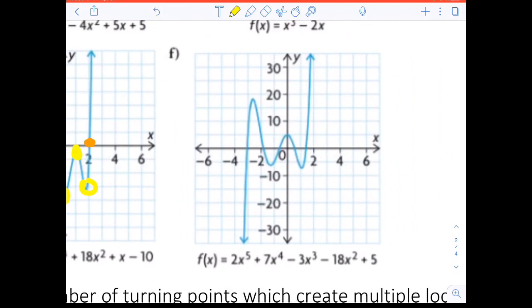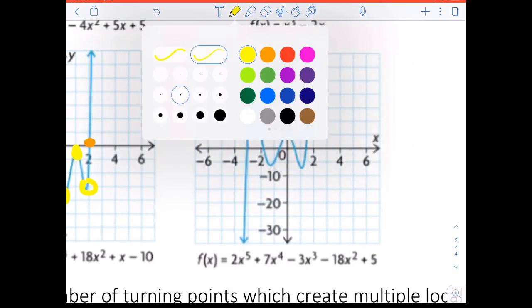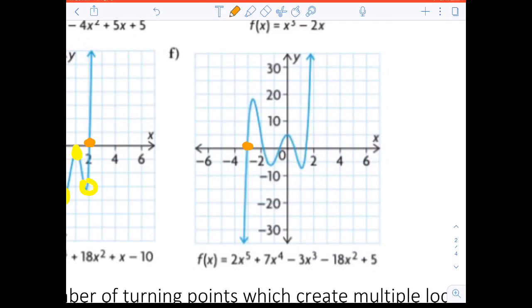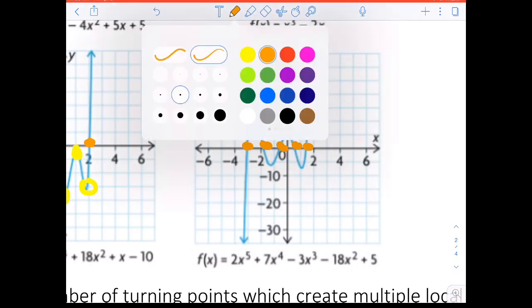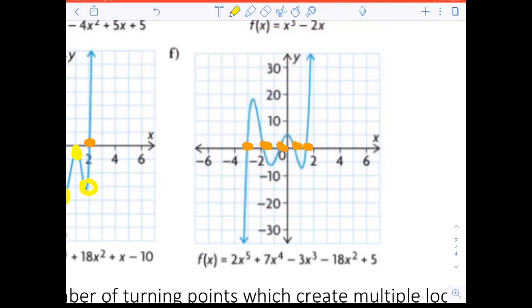And lastly, we have a degree of 5, which means we could have 5 x-intercepts: 1, 2, 3, 4, and 5. And since the degree is 5, we could have 4 turning points. We have 1, 2, 3, and 4.